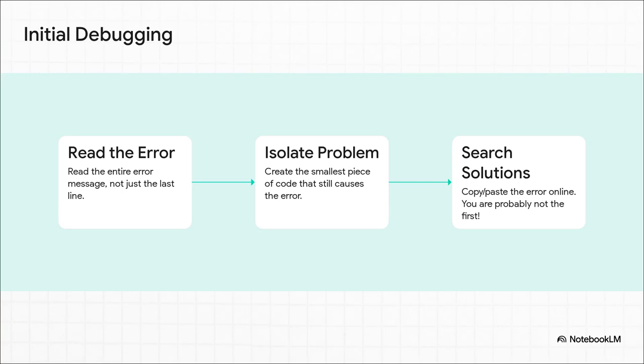3 simple steps. Number 1, read the entire error message. I know, it's tempting to just look at the last line, but the real clues are often buried in the middle. Second, you have to isolate the problem. Try to create the smallest, tiniest piece of code that still gives you that same error. This is a game changer because it cuts out all the noise. And third, search for it. Copy the important part of that error and paste it into a search engine. I can pretty much guarantee you are not the first person who's ever seen it.